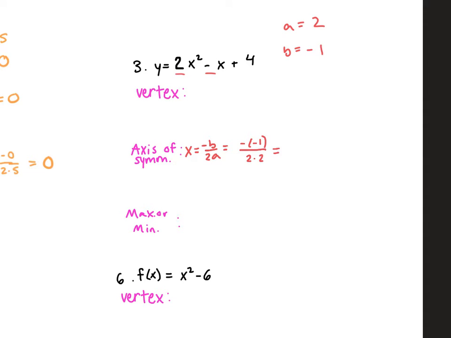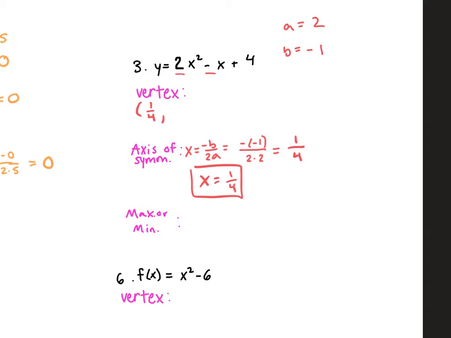What happens to that negative 1 on top? It becomes positive 1. And then, what's 2 times 2? 4. So our axis of symmetry is what? 1/4. So our first number in our vertex is 1/4. How do we find the second number?